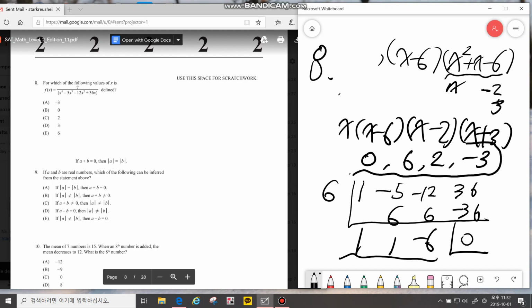So the only possible choice that we have here is D, right? And all the other choices have these values. Therefore, they're not defined when x is 0, 6, 2, or negative 3.